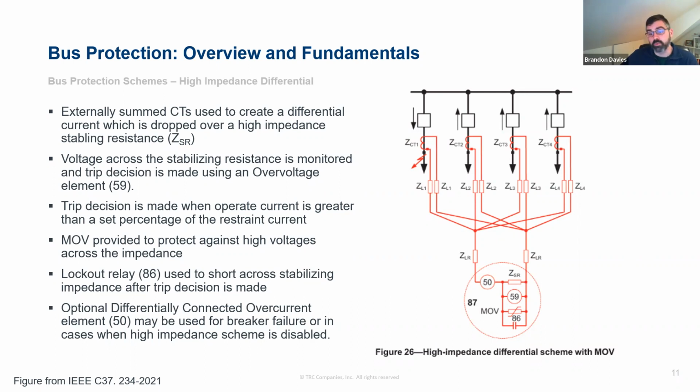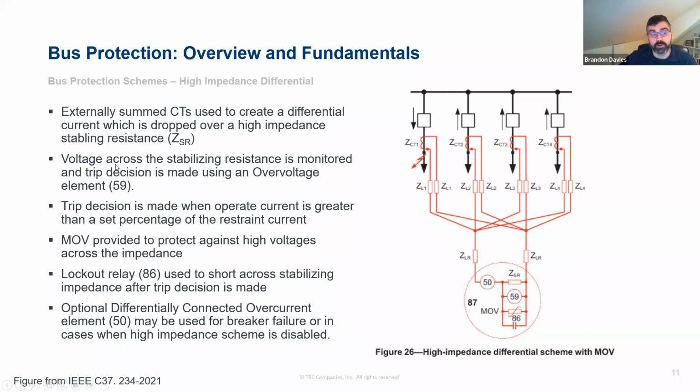A high impedance scheme works with a different principle. You sum your CTs together, the CT circuits, the secondary circuits together to create that differential current. And then rather than connecting it up to an overcurrent relay or something similar, you are connecting it to a high impedance stabilizing resistance. So you'll have this stabilizing resistor here that might be 2,000 to 3,000 ohms that is going to be seen, and it's going to be the burden connected to the CTs when there is a differential current present.